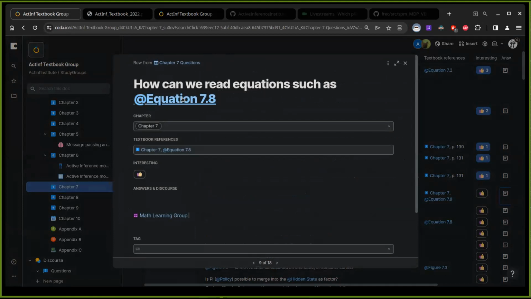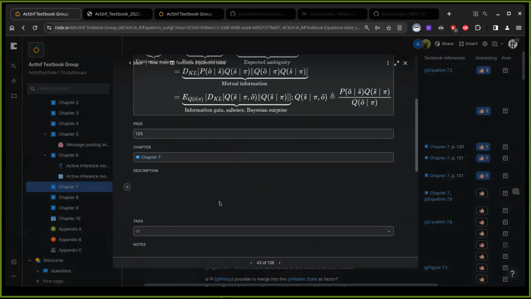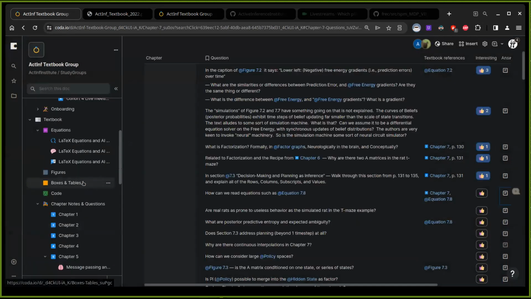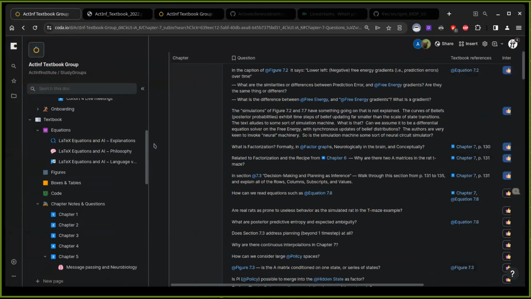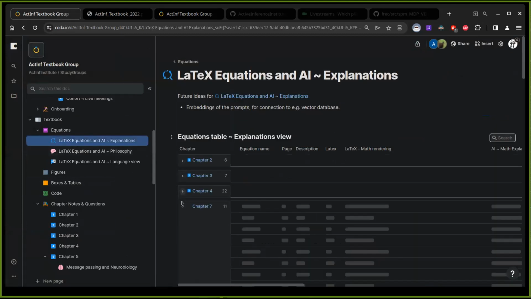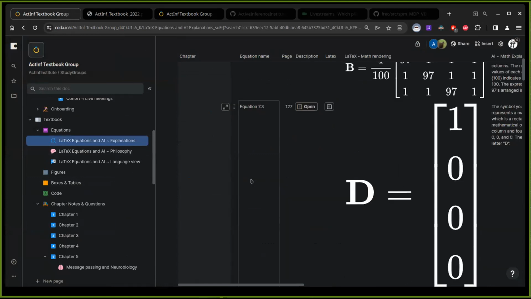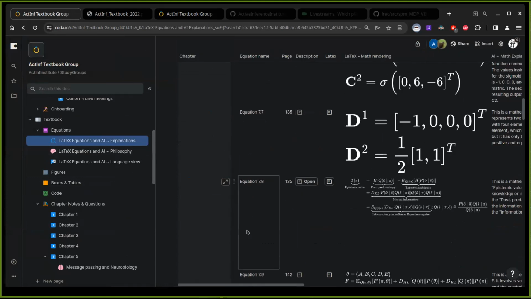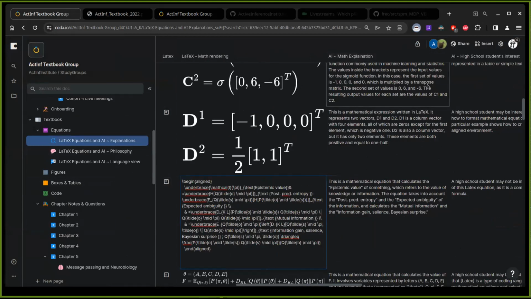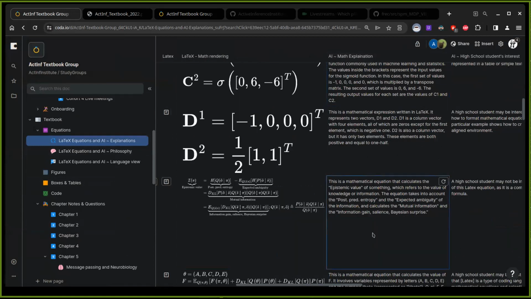And now to 7.8, we don't have the natural language description, human written. However, let us go to the AI. See how it does. Okay, 7.8, LaTeX, Coda AI columns.